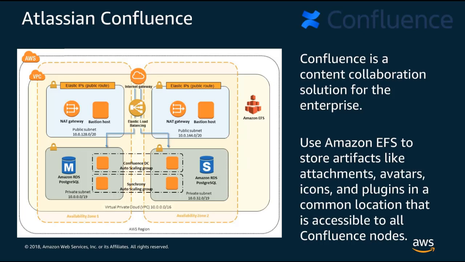Files like attachments or avatars, plugins, they're all stored in an elastic shared file system that all Confluence nodes can access. And Atlassian notes that for jobs that rely heavily on downloading these resources, Amazon EFS can significantly improve your build time. Here again, customers are able to take advantage of EFS's ability to be accessed by multiple instances in multiple availability zones for high availability.